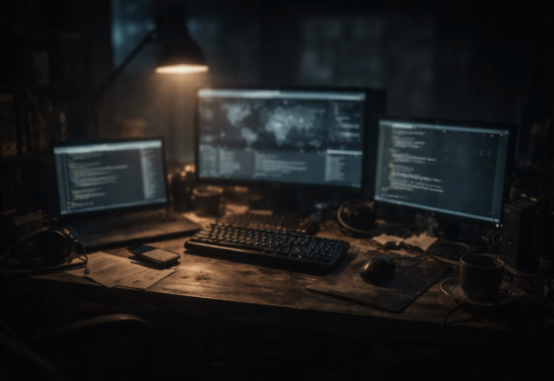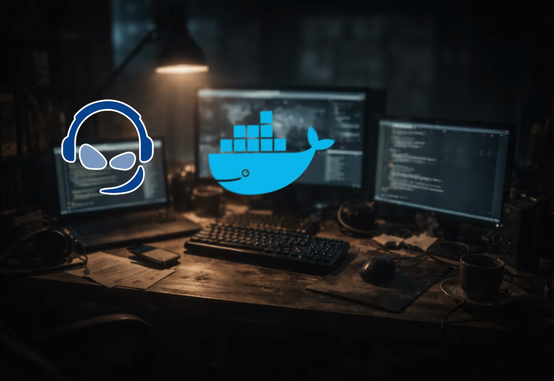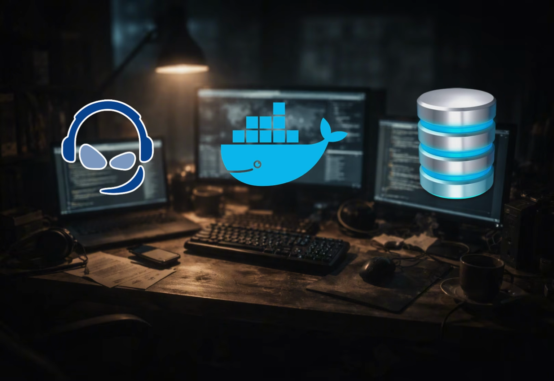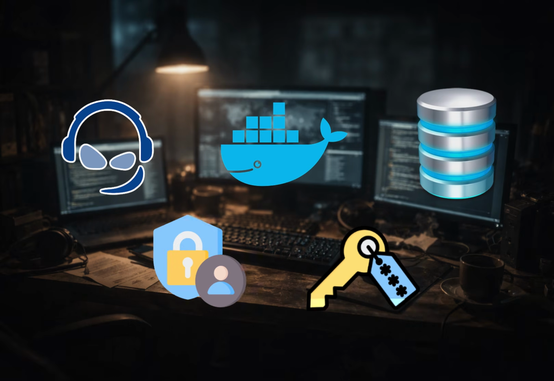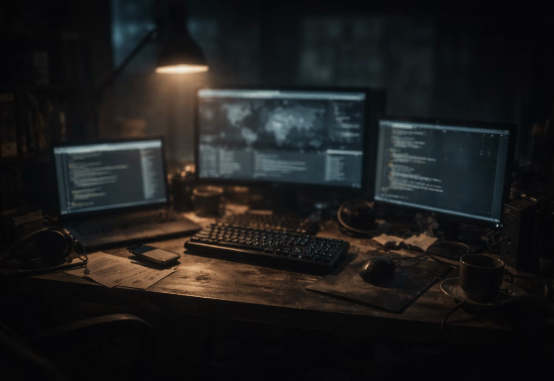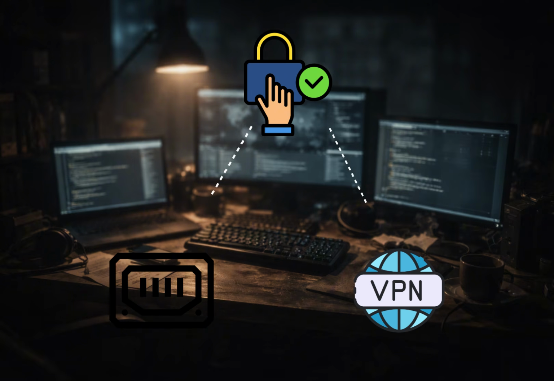So here's what we're going to be building today. We're going to be deploying a TeamSpeak 3 server, running in Docker with persistent storage, with admin token retrieval, and secure access. And then we're going to go through two access models: public port forwarding and secure VPN.